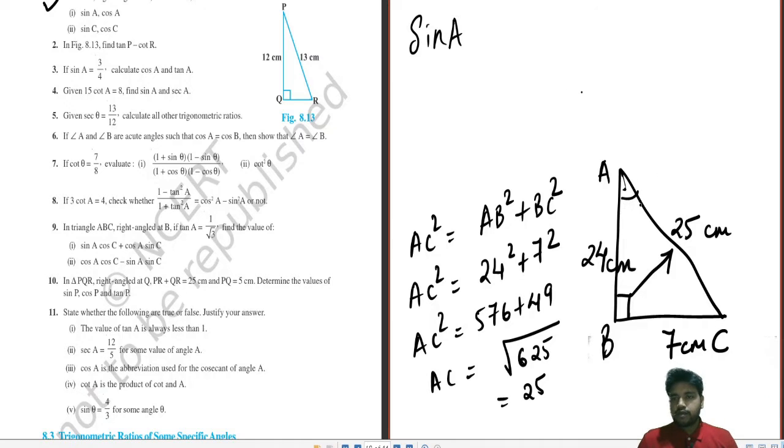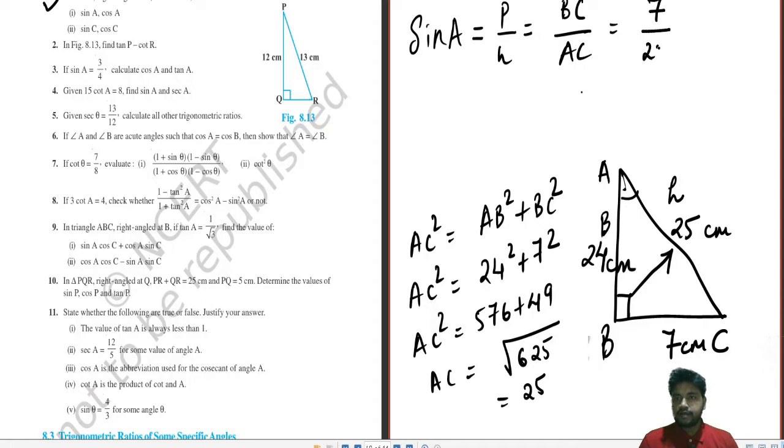When we look from here, this becomes our perpendicular, this becomes our base, and this becomes our hypotenuse. Make sure first you look at the angles, where they are residing, and then decide where is the perpendicular and where is the base. Hypotenuse never changes. So sine A equals कितना हो जाएगा? P by H, that is BC by AC, that is 7 by 25.